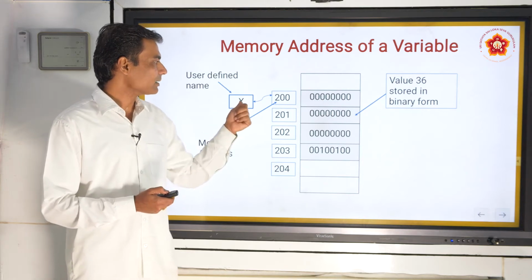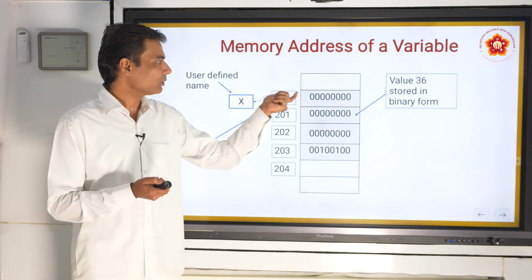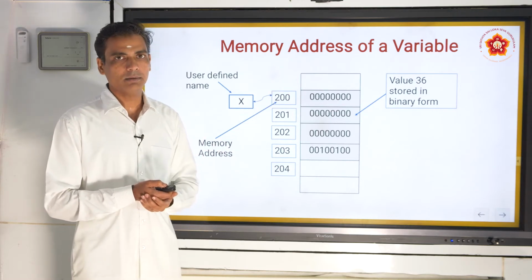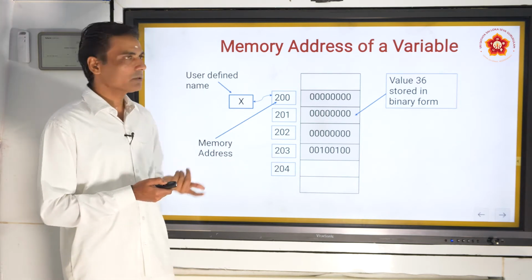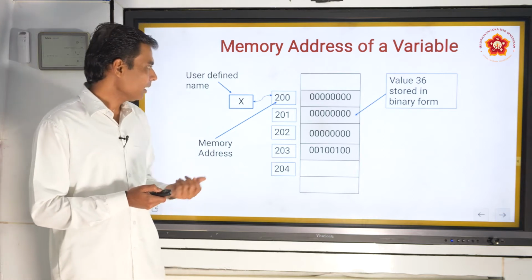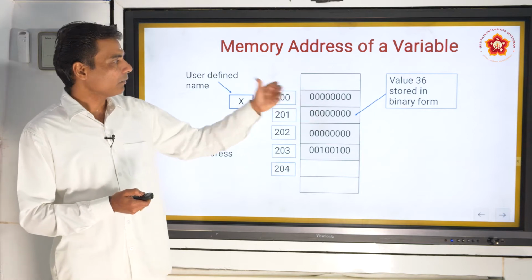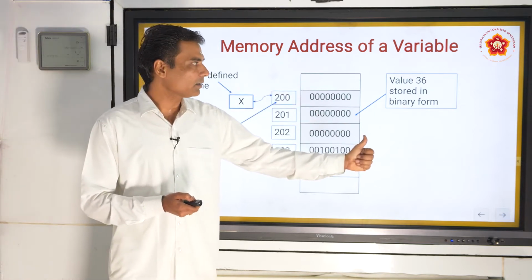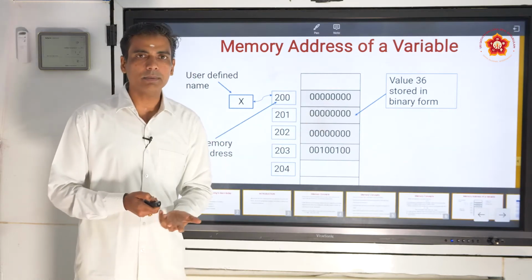So when we say x, we can call it a tag. A tag attached to a particular memory cell or to a particular memory address. We call it a user defined name in C++. And this is a memory address. So you can see here, with the statement x is equal to 36, we want to store 36 in binary form. What does the computer do?